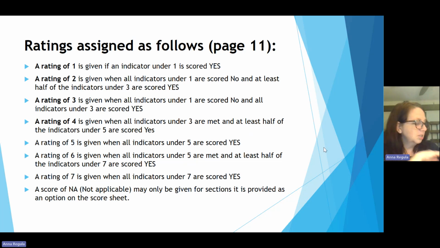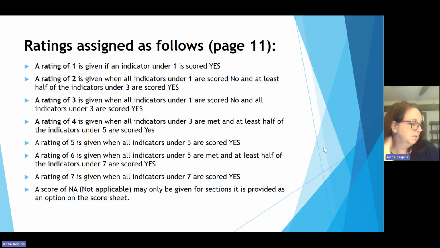As a base level, they want you to have all the 4 things in 1 scored no to get to 2. A 2 is given when all indicators under 1 are scored no, and at least half the indicators under 3 are scored yes. So basically, if I'm under a 2, I'm under a 3. Yeah, this is where it's like, what is this? Why does this have to be so difficult?